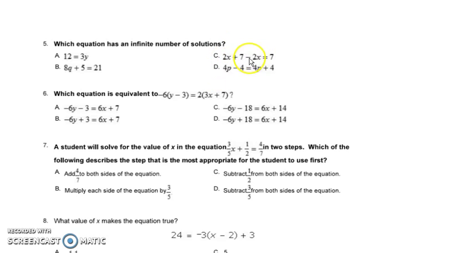2x plus 7 minus 2x equals 7. Well, if we take the negative 2x and move it to the other side by adding 2x to both sides, we would have 2x plus 7 equals 2x plus 7. And that would be identical on both sides, which means an infinite number of solutions, so the answer is C.